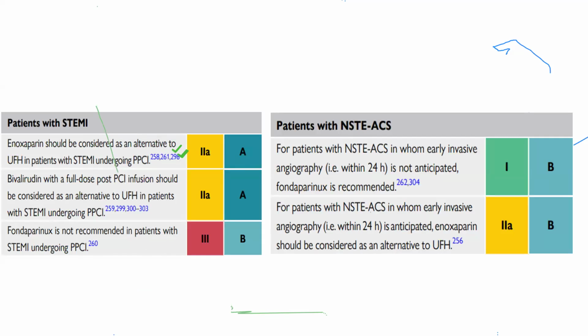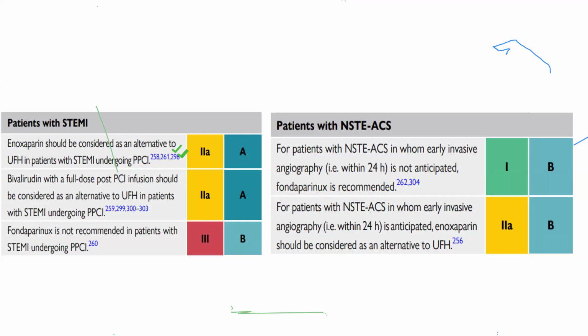In patients with STEMI undergoing PCI, enoxaparin should be considered as an alternative to unfractionated heparin. It's a 2A. Bivalirudin with full dose post-PCI infusion should be considered as an alternative to unfractionated heparin in patients with STEMI undergoing primary PCI. So I think this one was informed by the BRIGHT study. Then fondaparinux is not recommended in patients with STEMI undergoing primary PCI. So fondaparinux is not recommended. I think this is the OASIS 6 trial.